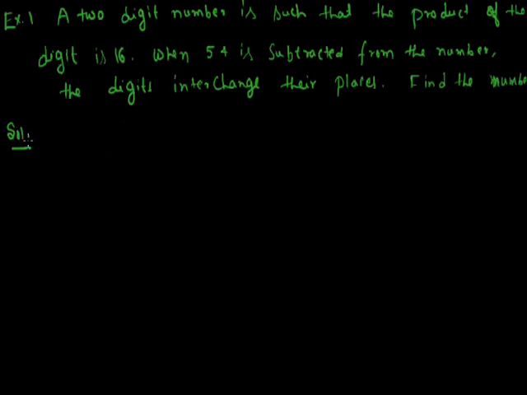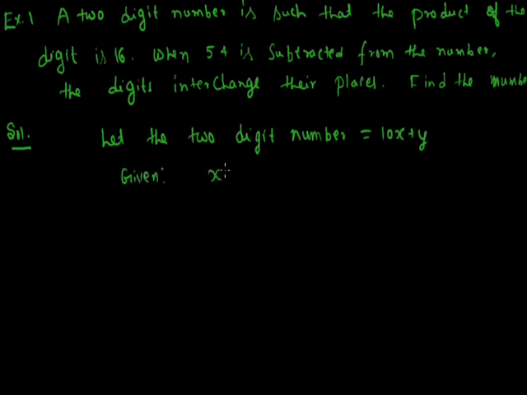Now solution. Let the two-digit number be 10x plus y. Now it is given that the product of the digits, where the digits are x and y. So given x multiplied by y is equal to 16. So from here we can write y equal to 16 divided by x.